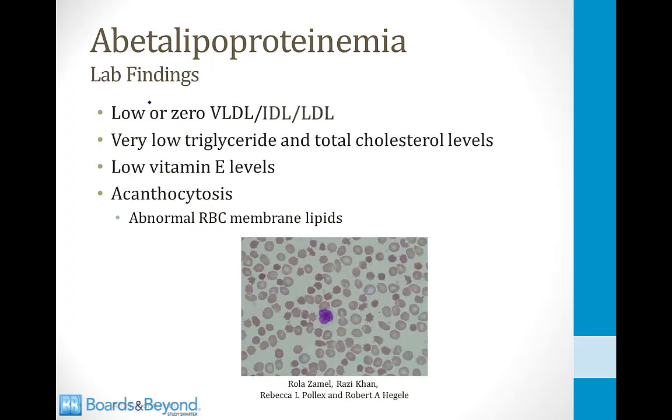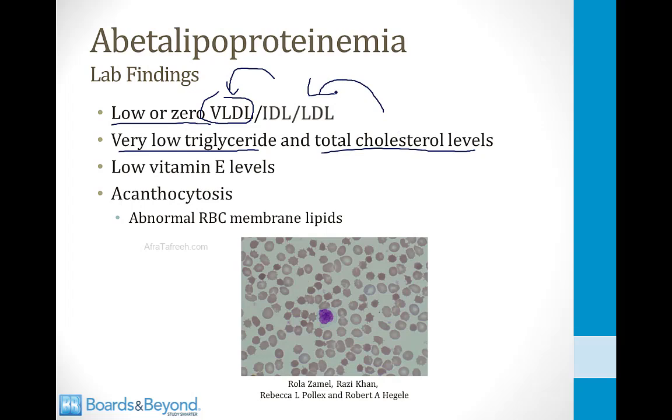For step one, they will want you to know the impact of this condition on the levels of the various lipoproteins. The levels of VLDL, IDL, and LDL will be low or zero because you cannot secrete VLDL from the liver, and then VLDL becomes IDL and IDL becomes LDL. If you measure total plasma triglyceride levels, those will be low because much of your plasma triglycerides comes from VLDL particles. Total cholesterol levels will also be low because much of your total cholesterol comes from LDL particles.